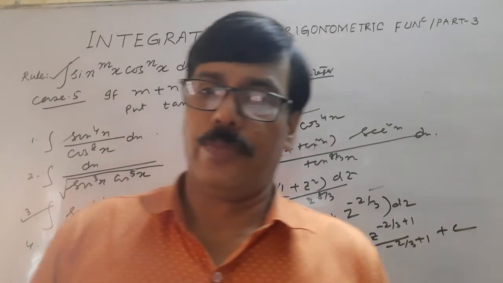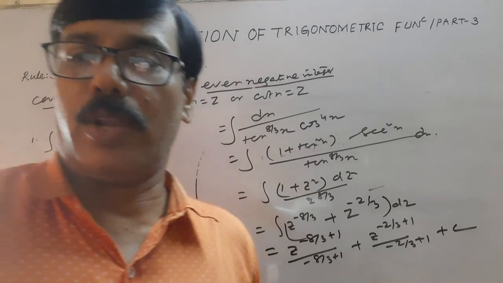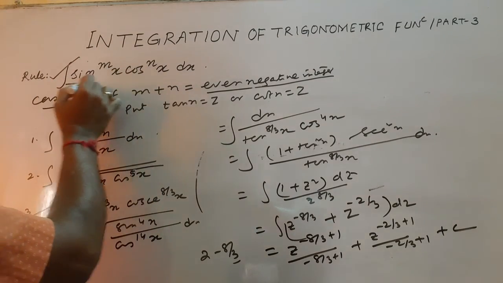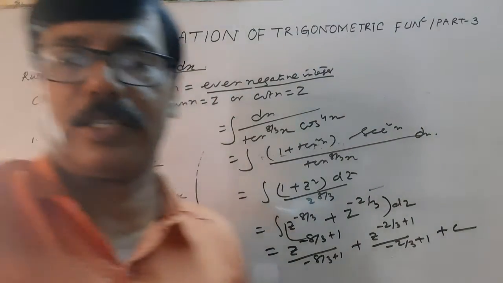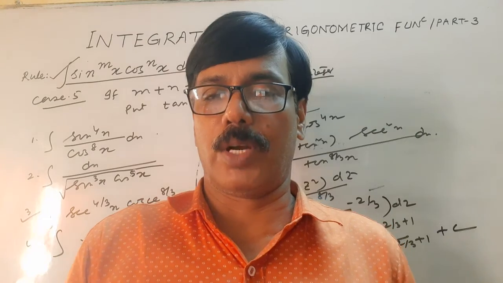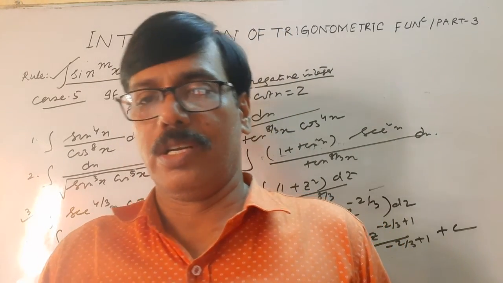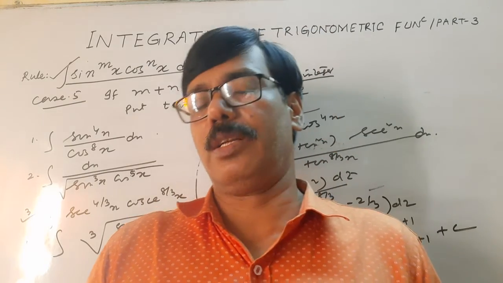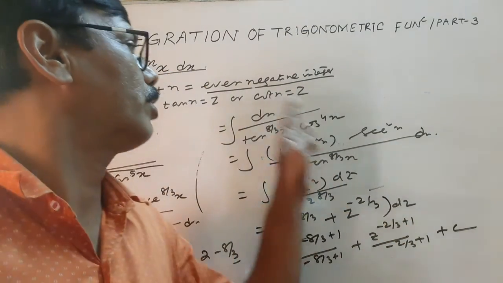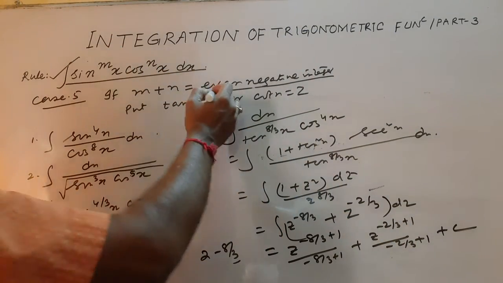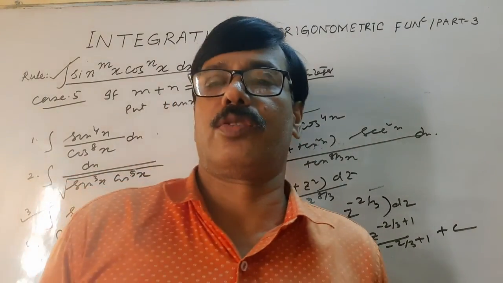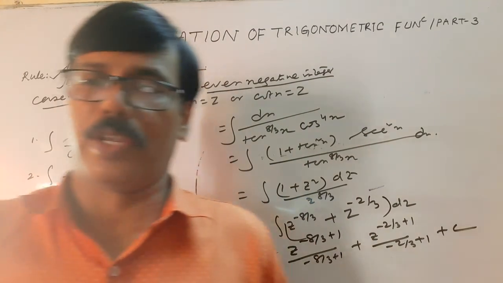So today, through this video, we have learned how to find integration of this type, sin to the power m x, cos to the power n x, for different cases: m and n both odd, this is number 1; m even, n odd, number 2; m odd, n even, number 3; both even, number 4; and this is number 5, m plus n equals an even negative integer. So complete the rest of the problems. Thank you for today.